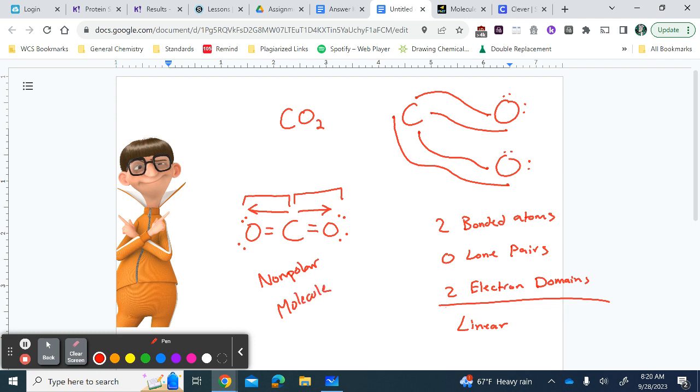Those arrows represent our vectors. That's the force that's pulling the electrons away from the carbon because oxygen has a higher electronegativity. You're going to find that if you work out any linear molecule or almost any linear molecule, they're almost all nonpolar molecules.